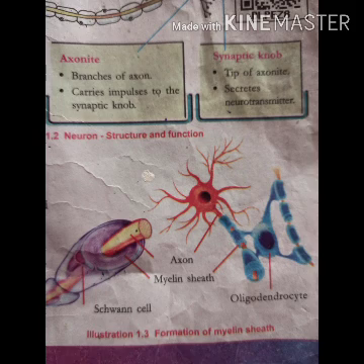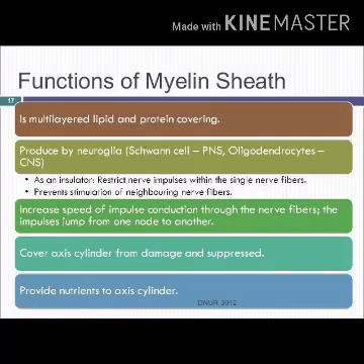What are the main functions of the myelin sheath? The major functions of myelin sheath are, first, to provide nutrients and oxygen to the axon. Secondly, it accelerates impulses. Accelerate means it speeds up impulses. Third function, it acts as an electric insulator. And the fourth function is that it protects the axon from external shocks.